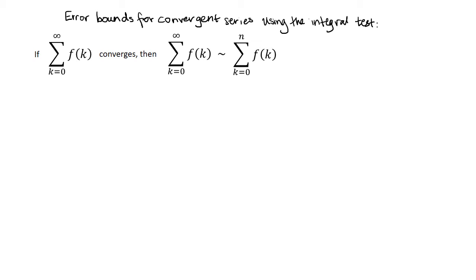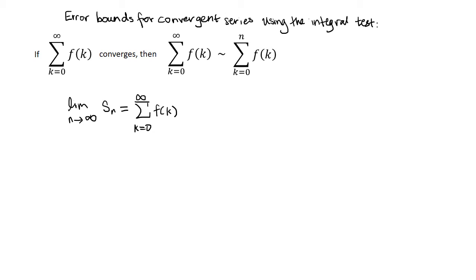Okay, so we know that if a series converges, the limit of the sequence of partial sums is equal to the sum of the series. So the limit as n goes to infinity of the sequence of partial sums is how we define what we mean by the sum of the series.